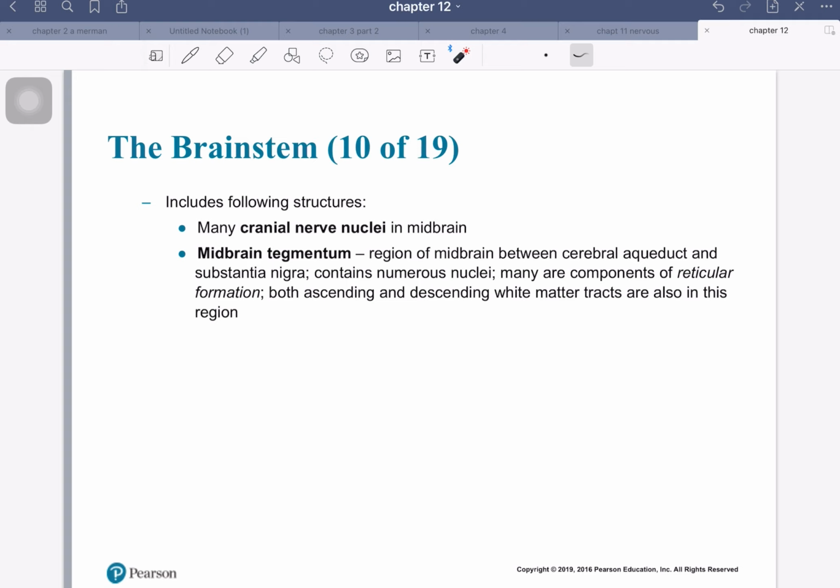And we also have the midbrain tegmentum. And the tegmentum is the region of the midbrain between the cerebral aqueduct and the substantia nigra. And what do we find here? We find a lot of nuclei. Okay? And many of these nuclei are part of that system that we've talked about called the reticular formation. We also have ascending and descending fiber tracts, so the white fiber tracts are also passing through this region. So there's a lot going on in very little space.